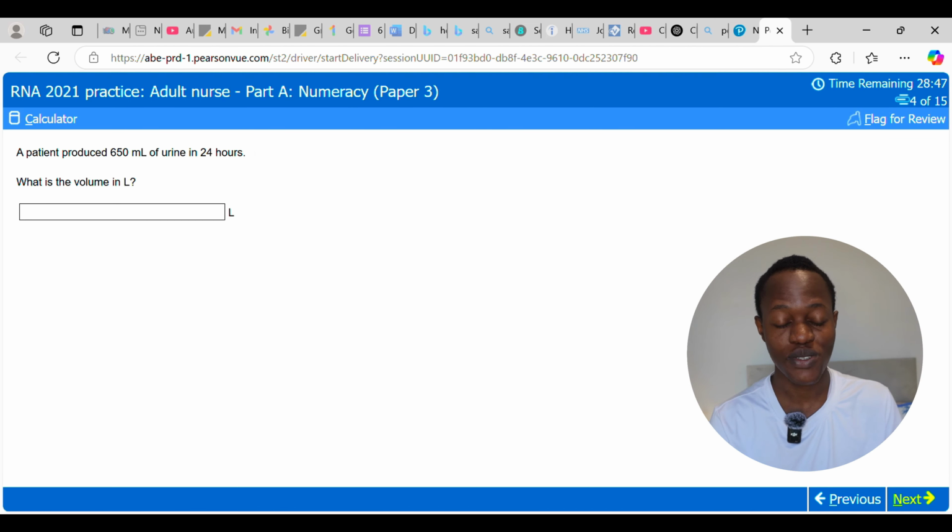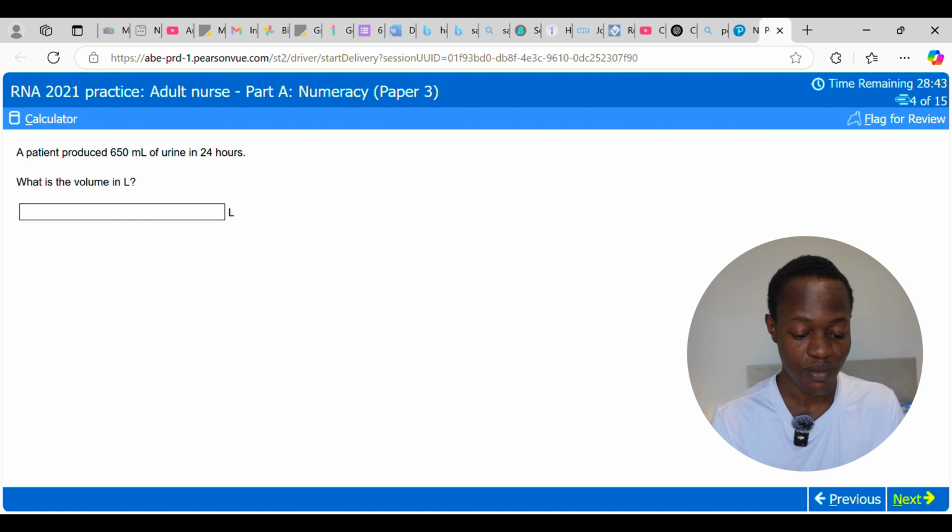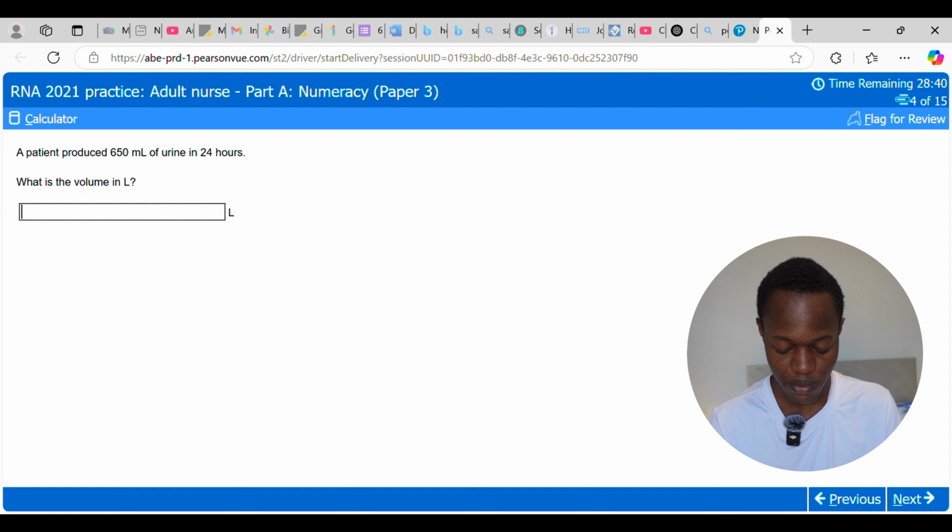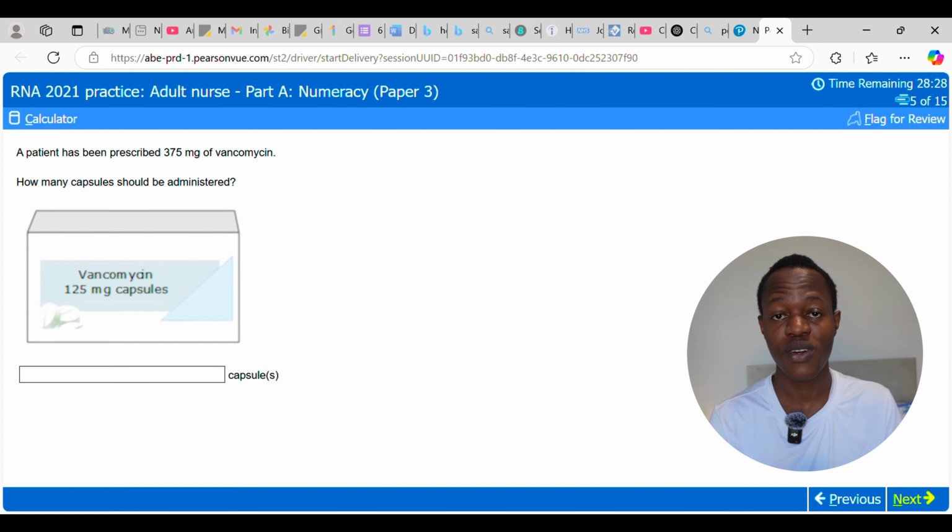A patient produced 650 ml of urine in 24 hours. What is the volume in liters? That is 0.65 liters. Please take note that where the units have already been provided for me, I am not putting them in at all.